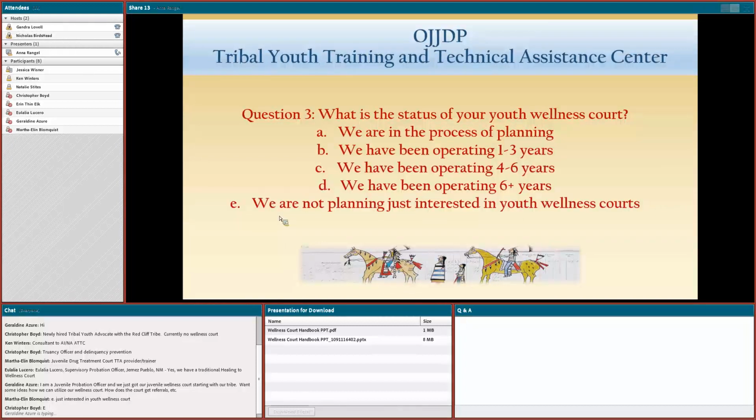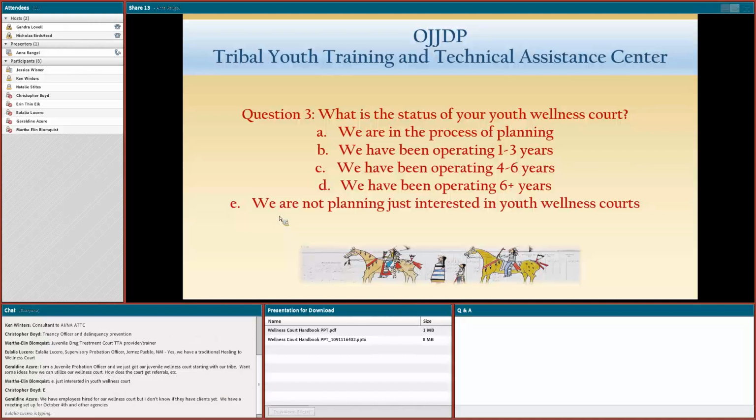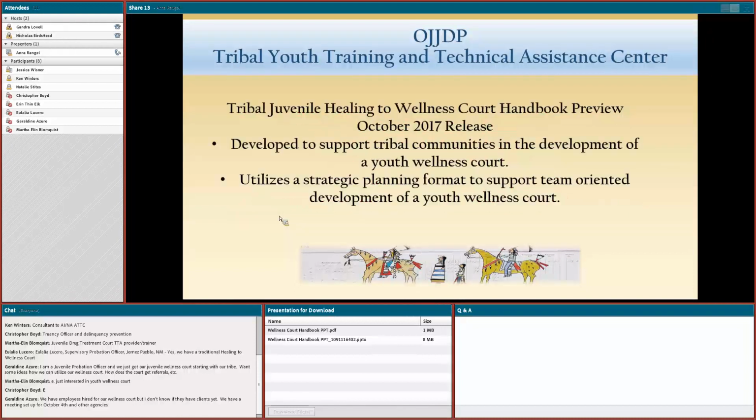And I see more people are typing, just interested, and we'll keep looking at that chat box throughout, so feel free to use it. Great. Thank you for sharing that, Geraldine. She shares that we have employees hired and we don't have clients yet, but we have meetings set up. So looks like you guys are still moving forward in planning and implementation.